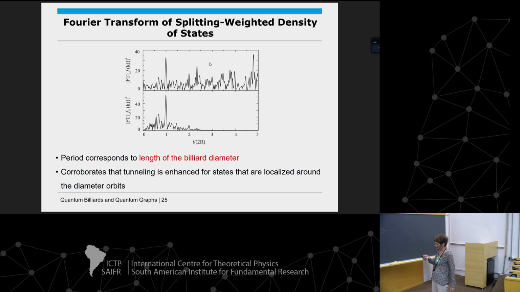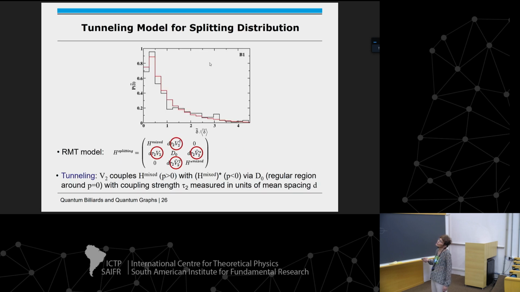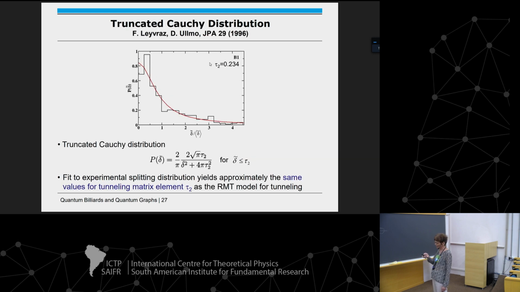So another thing is splitting distributions that were also investigated, and we checked them using our experimental data and numerical data. Then you can derive an analytic expression for the splitting distribution, which is given by that one. This was predicted by Leviandier and others in 1986, and we compare to their results, and we also find an expression which exactly corresponds to their prediction for tunneling.